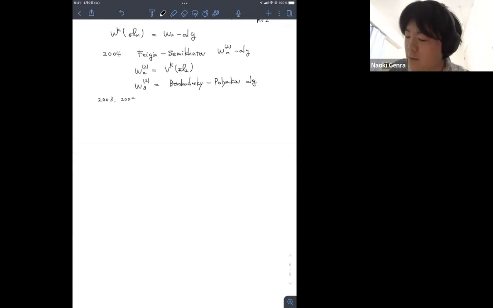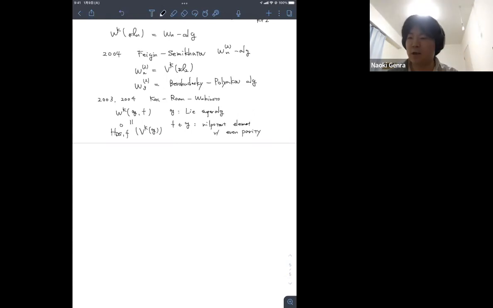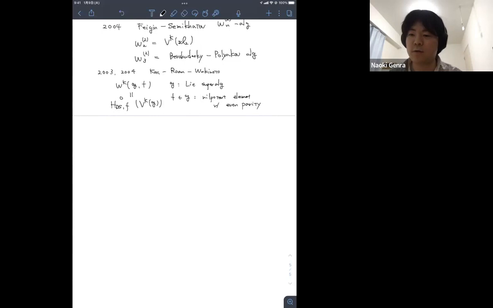Before the paper, and after one year, Kac and Wakimoto introduced a generalized Feigin-Semikhatov construction, generalizing the cohomology. They consider W^k(g, f), where now g is a Lie superalgebra. They generalize the Feigin-Semikhatov construction to the superalgebra case, and f is a nilpotent element with even parity in the super case, defined by some Drinfeld-Sokolov reduction associated to f for V^k(g). So they generalize the definition of the cohomology and get a new family.